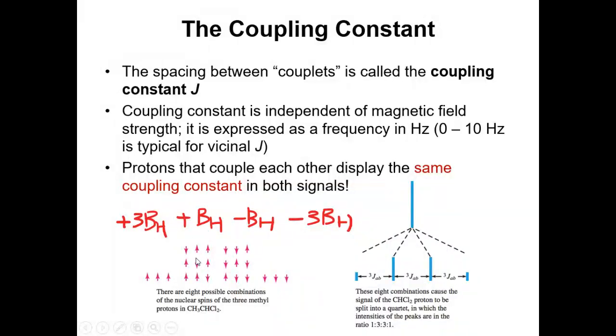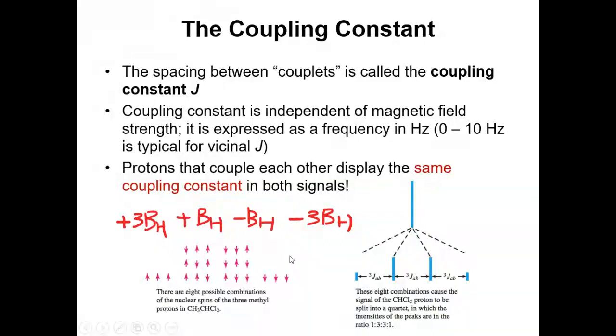And if you do a little math, you will see these three combinations all have plus BH, and these three combinations all have minus BH. So overall, you will see four different strengths of magnetic field experienced by the blue proton, corresponding to 4 lines. And the intensity of those 4 lines is 1:3:3:1.